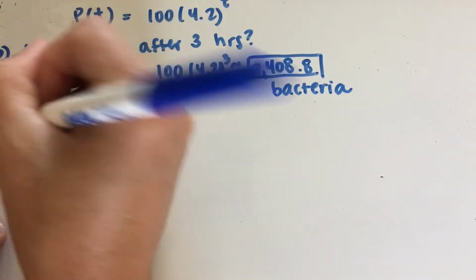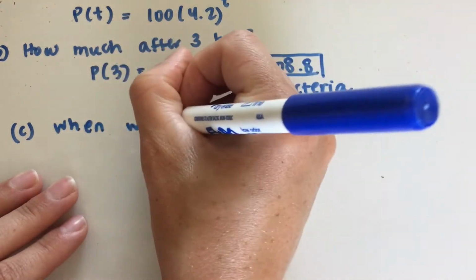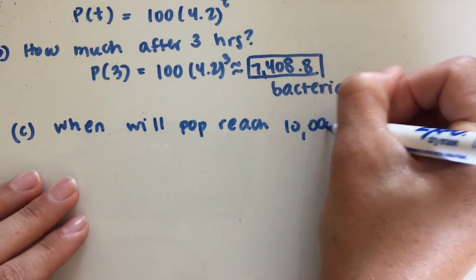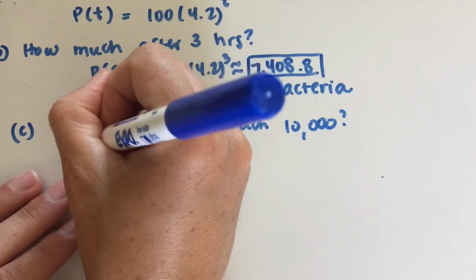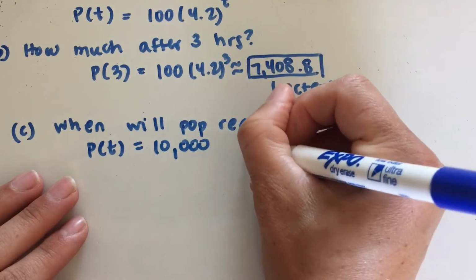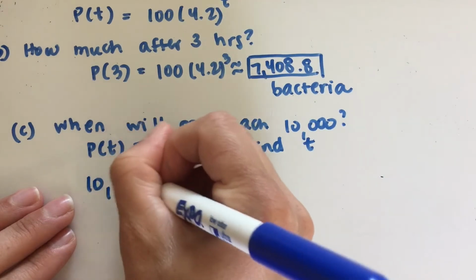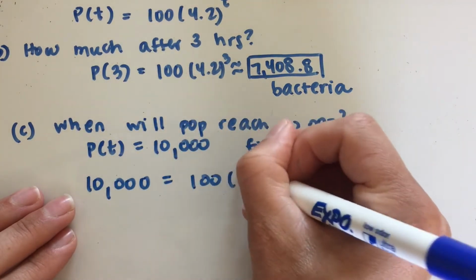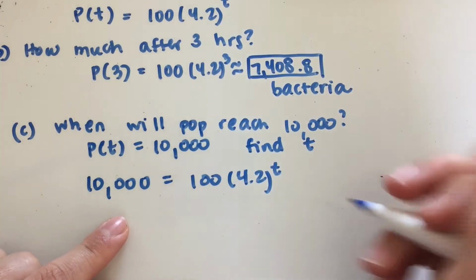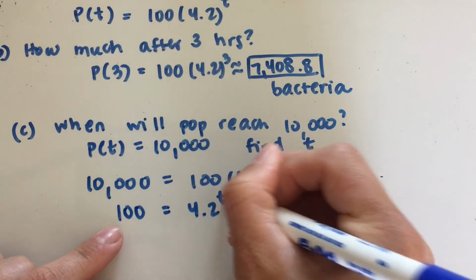And the next question asks, when will the population reach 10,000? So here we have P of t equals 10,000. Find t. So we have 10,000 equals 100 times 4.2 to the t. We're going to divide 100 from each side. We will get 100 equals 4.2 to the t.